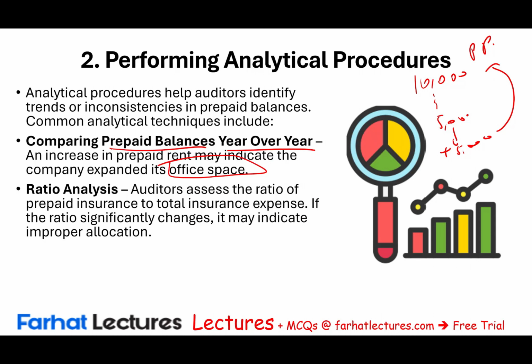So we could look at this. The auditor could assess the ratio of prepaid to total insurance expense, examining one specific prepaid like insurance. If the ratio significantly changed, it may indicate improper allocation. We would look at how much insurance expense we have versus prepaid. At any point in time, it should be a 30% ratio. If it's higher or lower, we need to investigate.